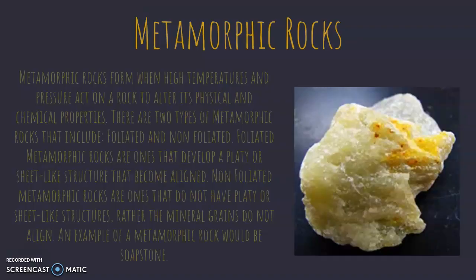Metamorphic rocks. Metamorphic rocks form when high temperatures and pressure act on a rock to alter its physical and chemical properties. There are two types of metamorphic rocks that include foliated and non-foliated. Foliated metamorphic rocks are ones that develop a platy or sheet-like structure that become aligned. Non-foliated metamorphic rocks are ones that do not have platy or sheet-like structure. Rather, the mineral grains do not align. An example of metamorphic rock would be soapstone, right here.